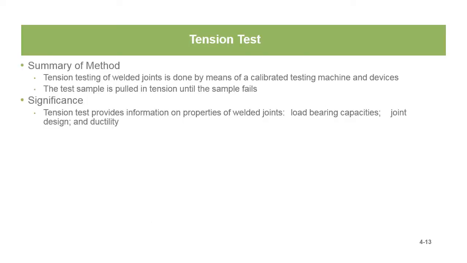The tension test. Summary of method. Tension testing of welded joints is done by means of a calibrated testing machine and devices. The test sample is pulled in tension until the sample fails. The significance. Tension test provides information on properties of welded joints, load-bearing capacities, joint design, and ductility.